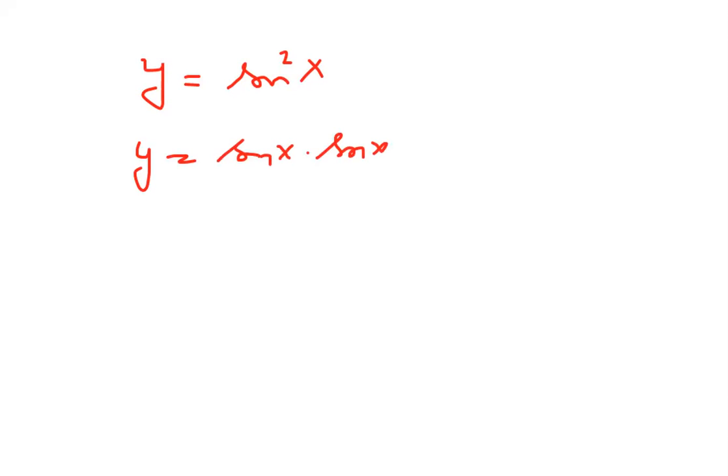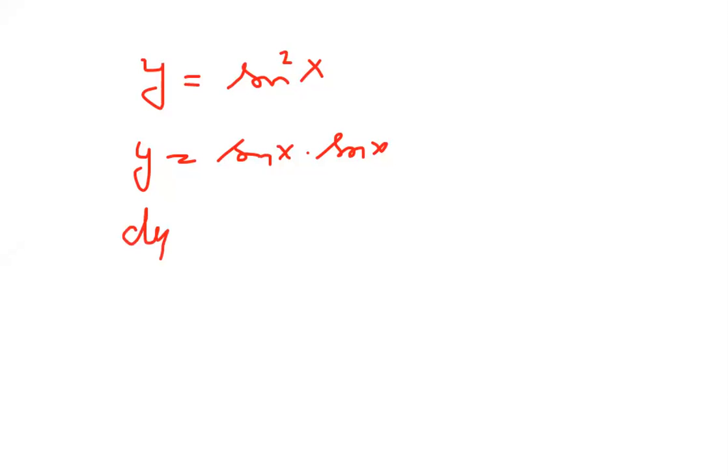Now one question is in front of me. y equals sine square x. This could be done with two different techniques. The first way is y equals sine x into sine x. The derivative of sine square x can be written as sine x into sine x. That is the product rule we need to apply now.